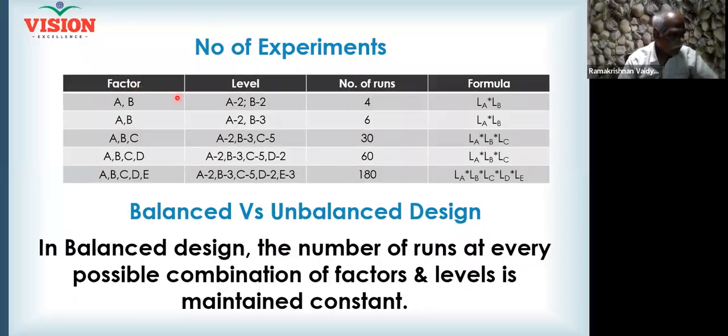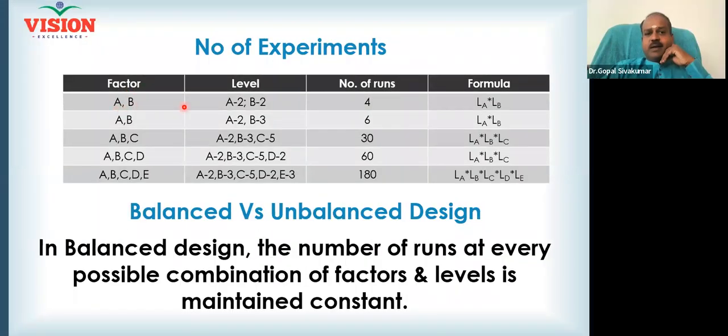And now see here, there are two factors, and each factor has two levels. Now, what will be the total number of runs or total number of experiments? 4. Either you go for 2 power 2 or you multiply 2 into 2. 2 is the level, 2 into 2. Now, there are two factors. One factor has 2 levels, the other factor has 3 levels. Now, the total number of experiments will be 6. How do I get it? 2 into 3.